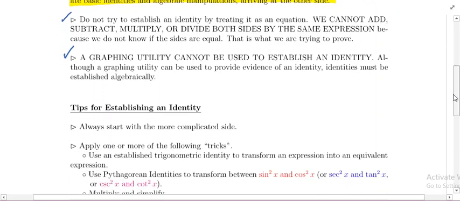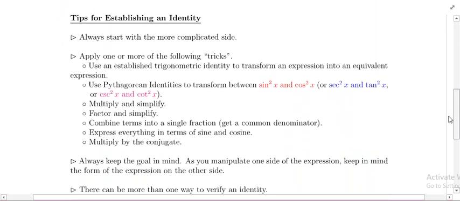All right, so here are some tips for establishing an identity. The first one, very important: always start with the more complicated side. If you've got a really complicated side and something that's not complicated at all, you can do more work with or manipulate the complicated side, so start there. Then it says apply one or more of the following tricks.